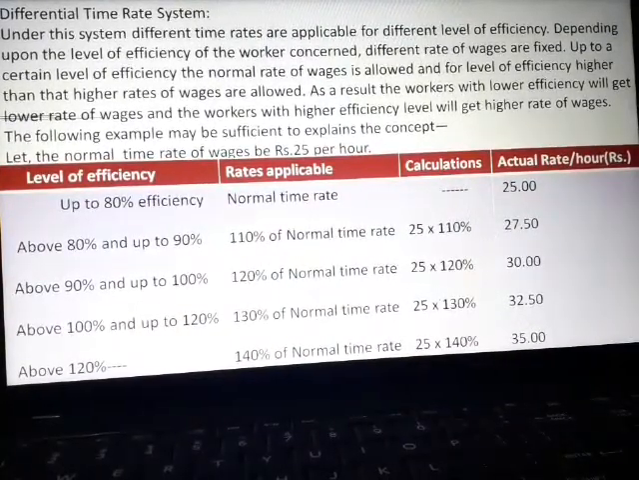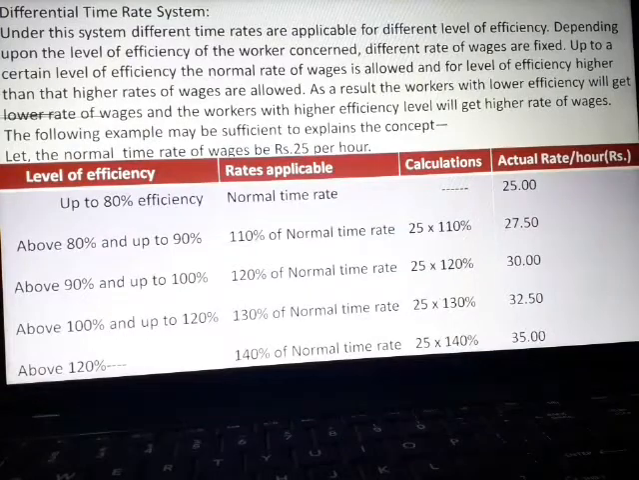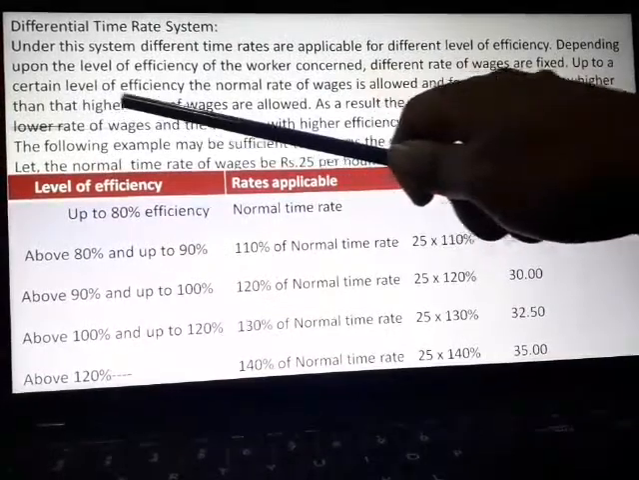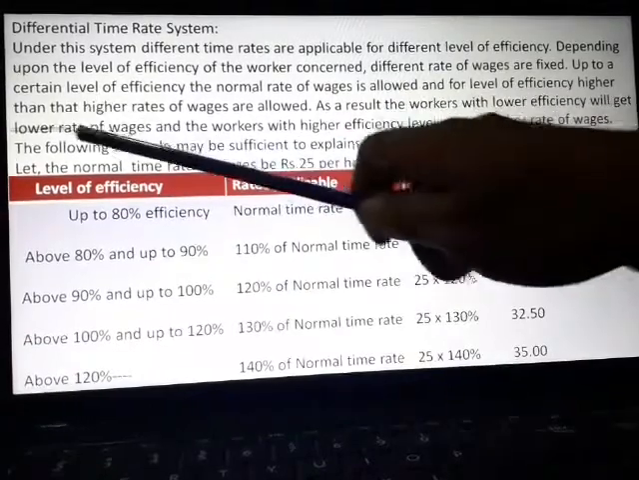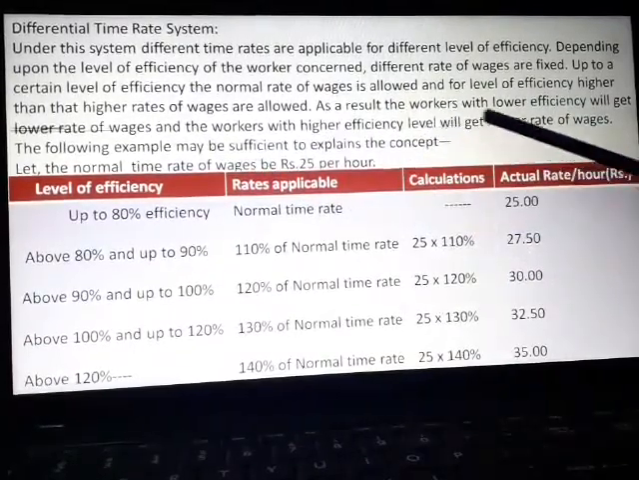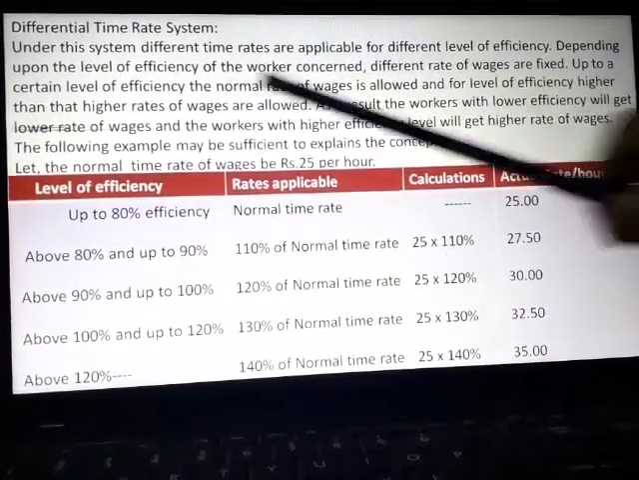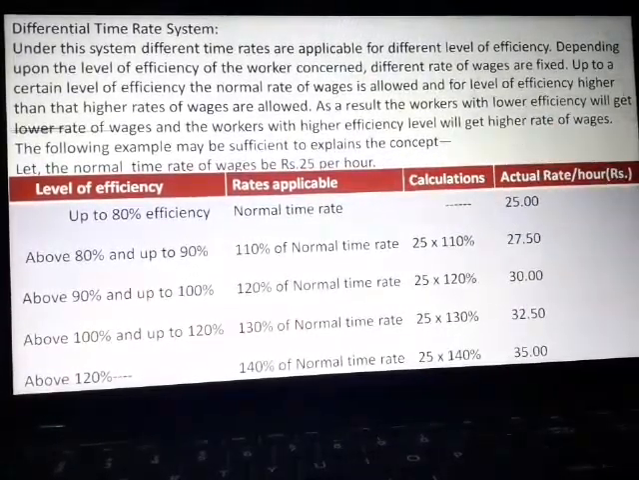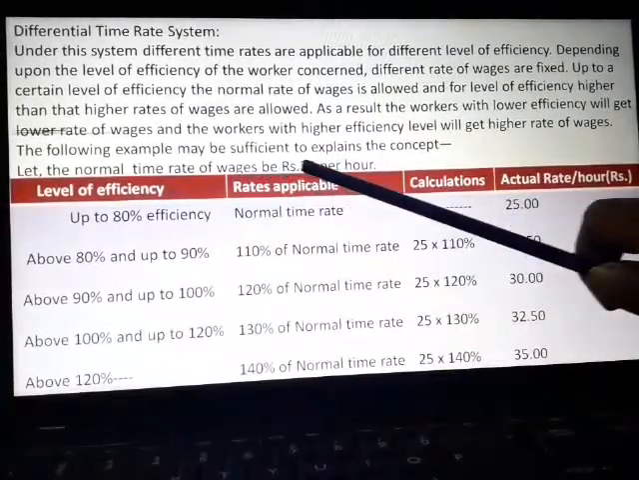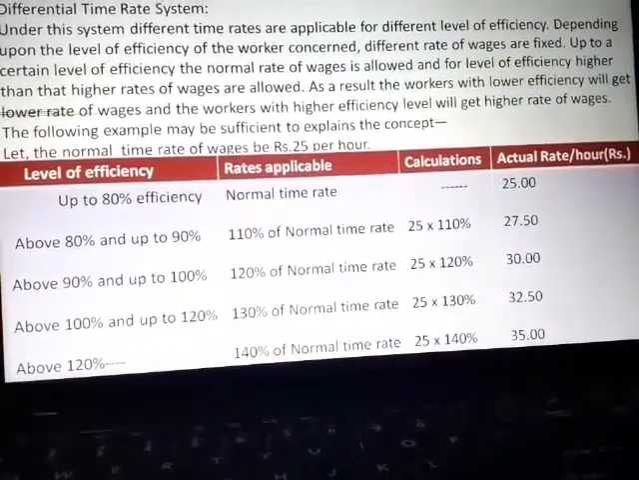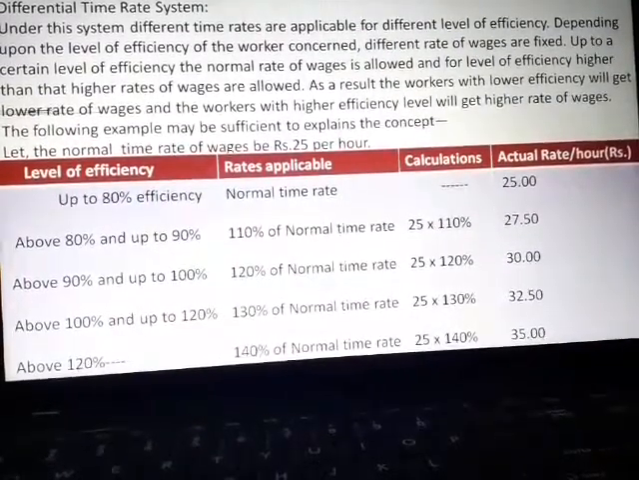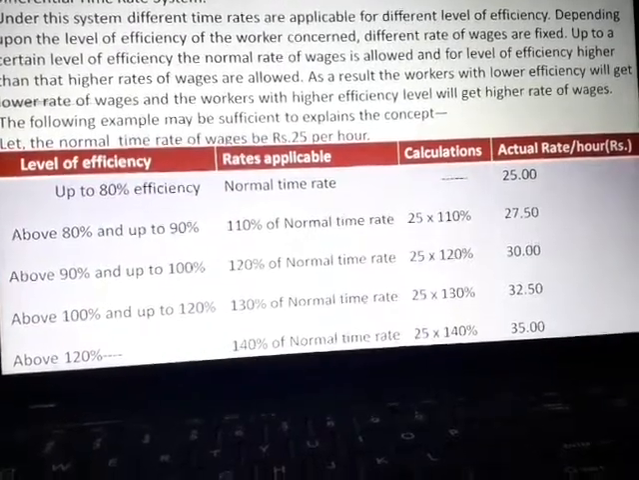Up to a certain level of efficiency, a normal rate of wages is allowed to a worker, that is, the worker will not get below that rate, and for a level of efficiency higher than that, higher rates of wages are allowed. As a result, the workers with lower efficiency will get lower rate of wages, workers with higher efficiency will get higher rate of wages. The following example may be sufficient to explain the concept. Let the normal time rate of wages be rupees 25 per hour. That is, the worker will not get less than rupees 25 per hour, that is the guaranteed wages rate.